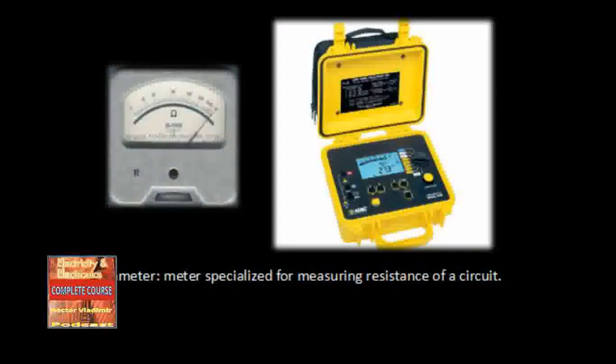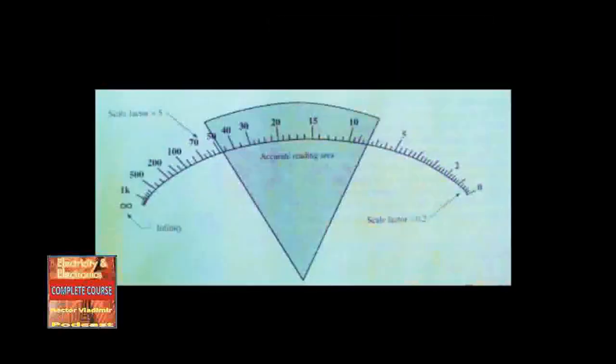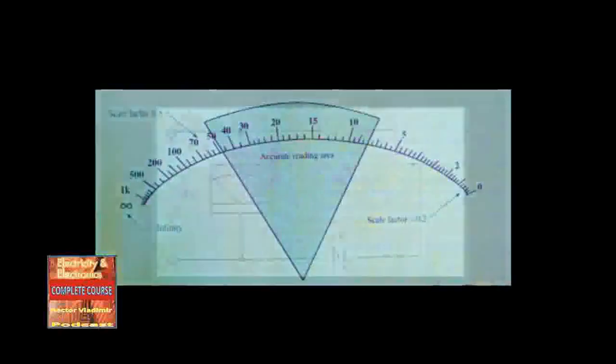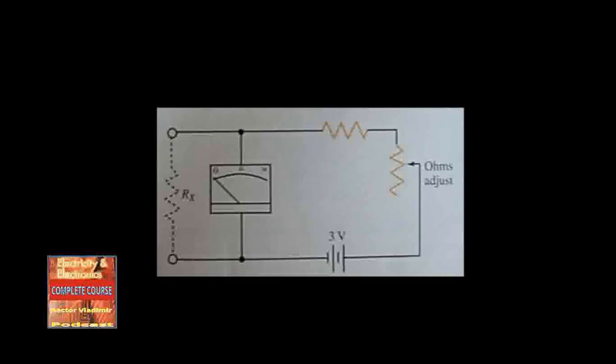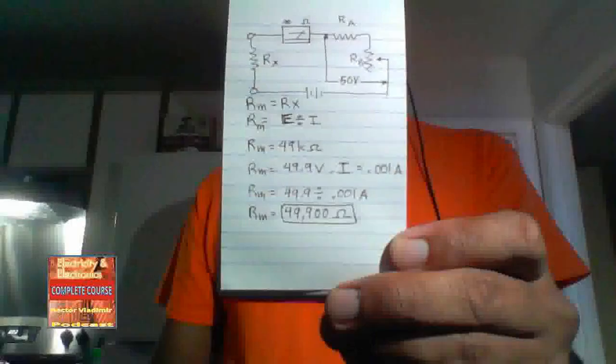Review questions for section 2.4. An ohm meter is used to measure resistance. An ohm meter uses a non-linear scale while a voltmeter uses a linear scale. You must calibrate an ohm meter before use. Yes. Why must you calibrate it? For accuracy. Find the value of the multiplier resistor Rx in the following circuit.